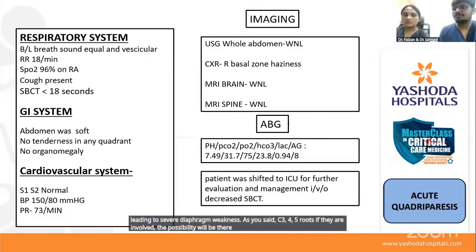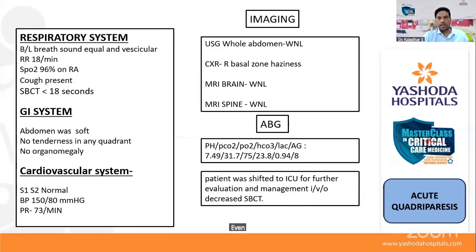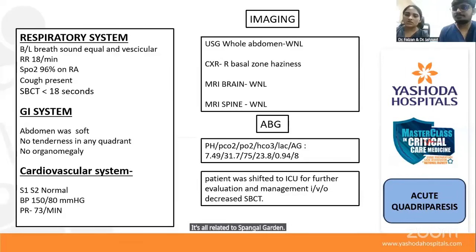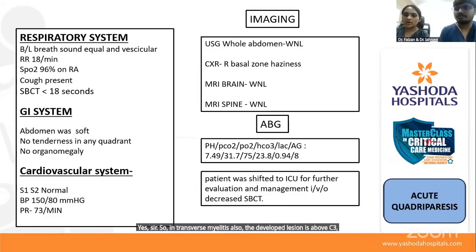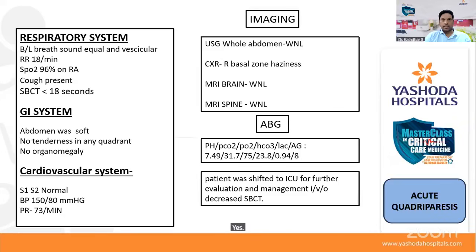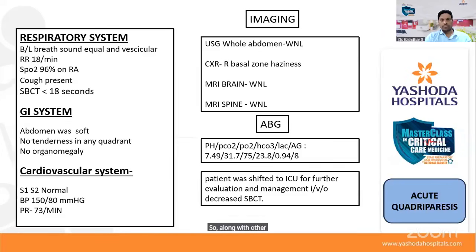One possibility can be, it's all related to the spinal cord. Yes, sir. So in transverse myelitis also, if the level of lesion is above C3, then there can be involvement of the diaphragm and the respiratory muscles. Yes, the patients can come with acute transverse myelitis sometimes. So these patients can have typical cervical spine involvement leading to sometimes severe acute respiratory distress because of the involvement of the diaphragm, along with other muscles also.